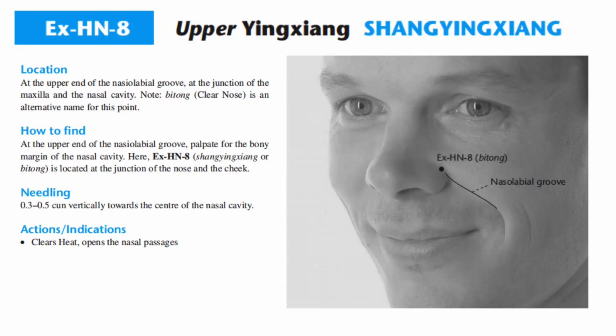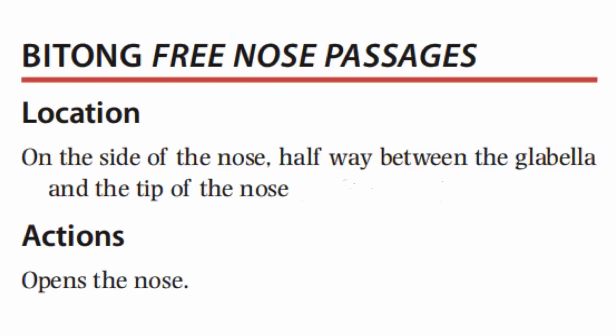EXHN8 is located at the junction of the nose and the cheek. Needling this point is 0.3 to 0.5 tune vertically towards the center of the nasal cavity. For its actions and indications, it clears heat and opens the nasal passages. So, Bitong frees the nose passages. It is located on the side of the nose, halfway between the glabella and the tip of the nose. Its action: it opens the nose.